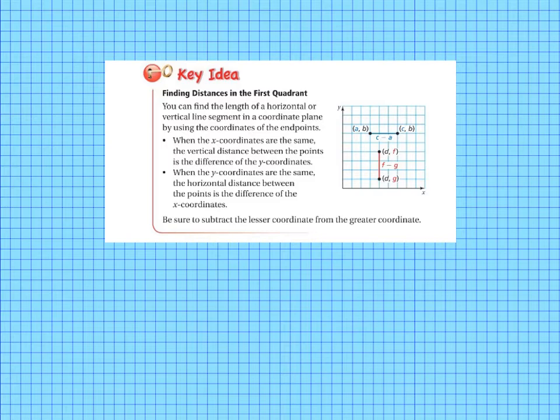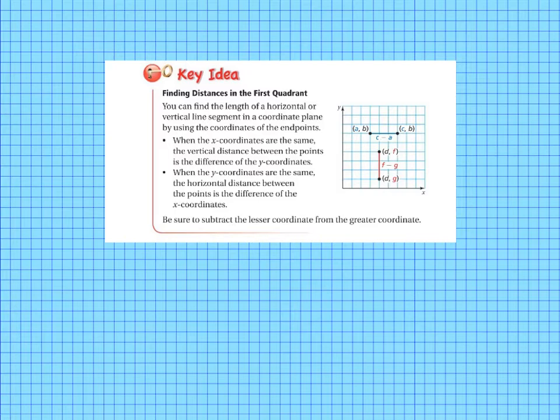So if you look at the example, we have on the red line, the x-coordinates are the same. They are both equal to D. So to find the length of that line segment, you can subtract F minus G, and you would get the length of that line segment. When the y-coordinates are the same, the horizontal distance between the points is the difference of the x-coordinates. So above the example we just looked at is the one in blue, and you can see that our y-coordinates are the same. They're both equal to B, so we would subtract the x-coordinates, A and C.